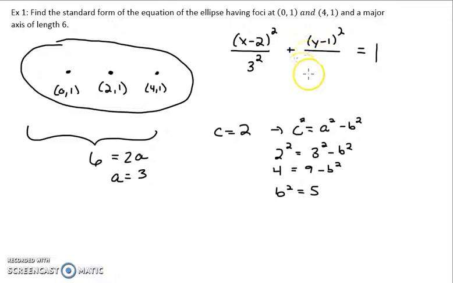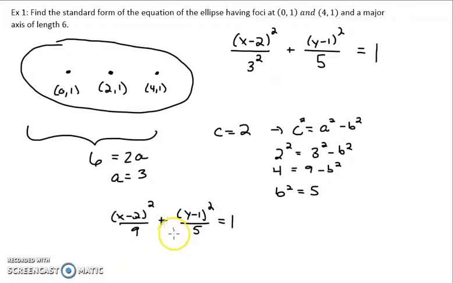So the b squared has to go right here, and that's going to be 5. So our final equation, our standard form, is going to be x minus 2 squared over 9 plus y minus 1 squared over 5 equals 1. And again, we put the 5 here because our standard form says a squared and b squared. Well, we know b squared is this. It would be silly to figure out what b is, take the square root of 5, if we're just going to end up squaring it to put it under here anyway. So x minus 2 quantity squared over 9 plus y minus 1 quantity squared over 5 equals 1.